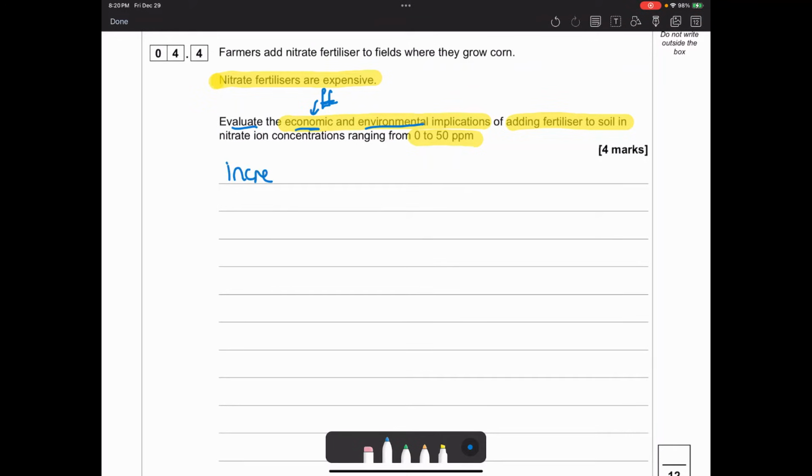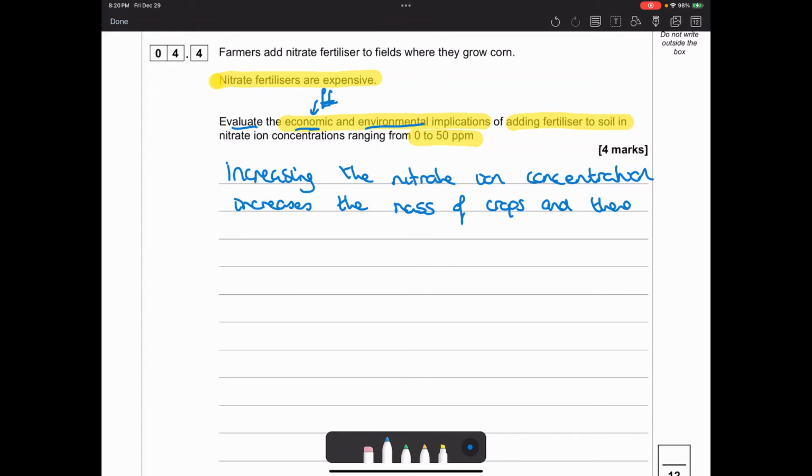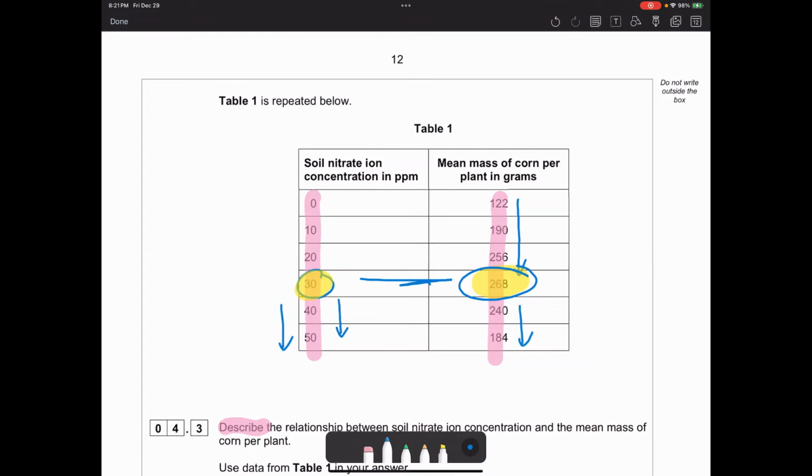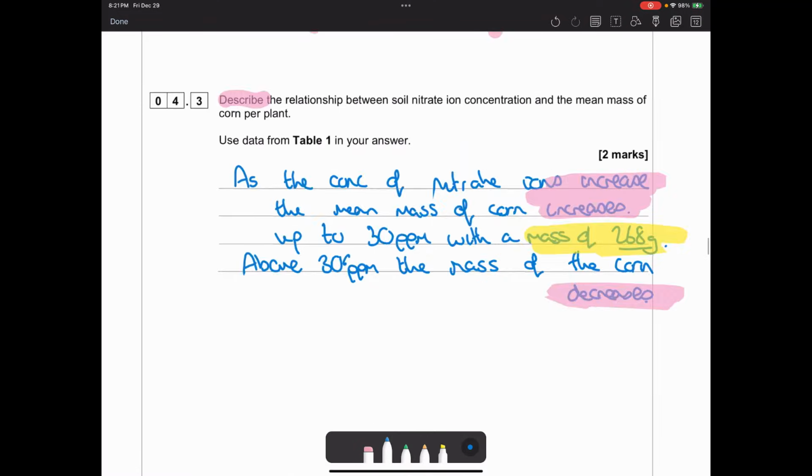So I would say increasing the nitrate ion concentration increases the mass of crops and therefore the profit for farmers, up to 30 parts per million. Because we know from the table above, 30 is our peak. However, if we go above 30, we know it goes down, so we can say that as well.